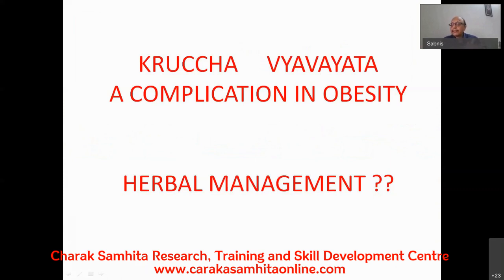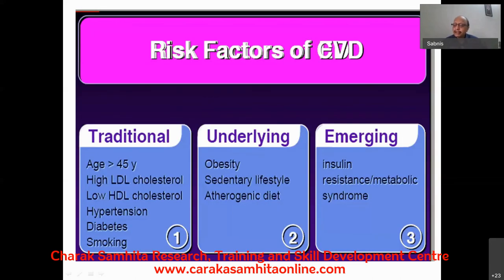So what we call as impotency along with obesity. So Prichcha vivayata, a complication of obesity, and there is a herbal management for it. What are the risk factors? So actually insulin resistance is the emerging risk factor in metabolic syndrome, obesity, sedentary lifestyle.